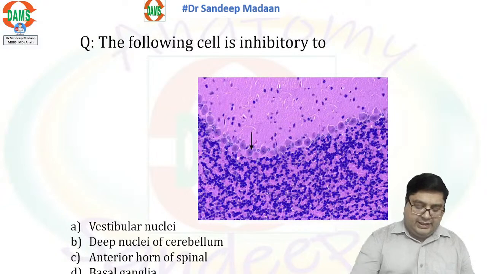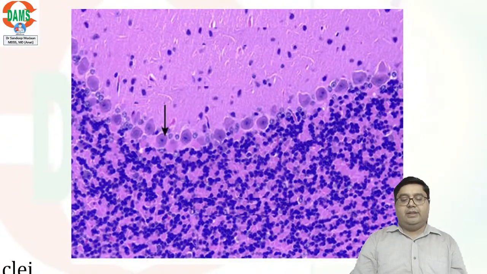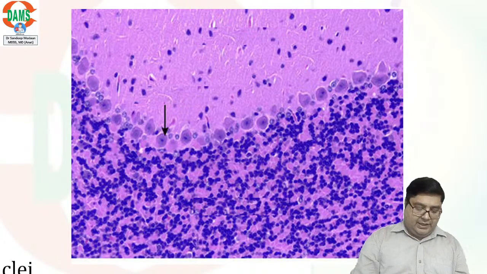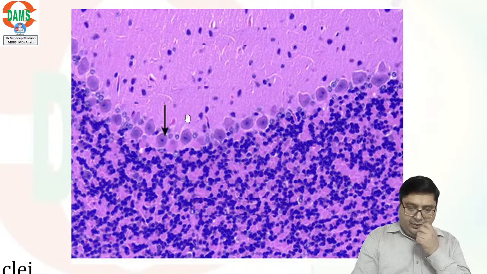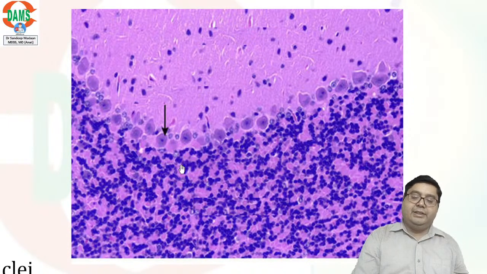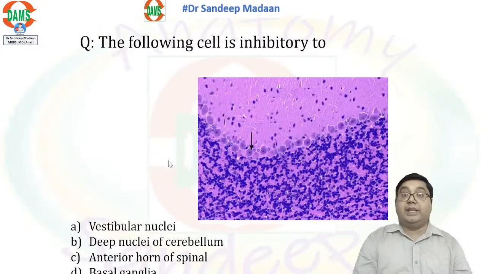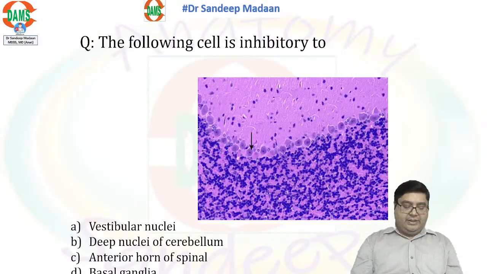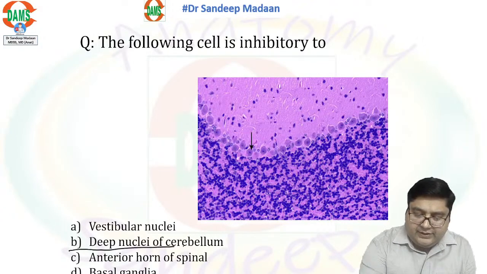Next, if you can identify this slide, this is one of the very important areas, right? And that is the cerebellum. In the cerebellum, we have basically the Purkinje cell, molecular cell, and the granular cell. And in this part, what has been marked is the Purkinje cells, right? And Purkinje cell will be inhibiting what? Deep nuclei of the cerebellum.